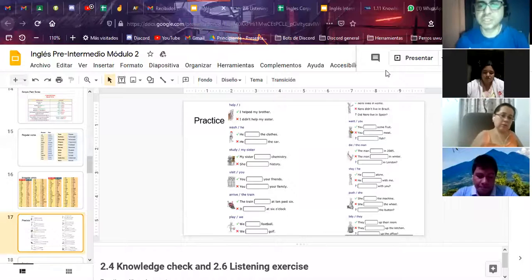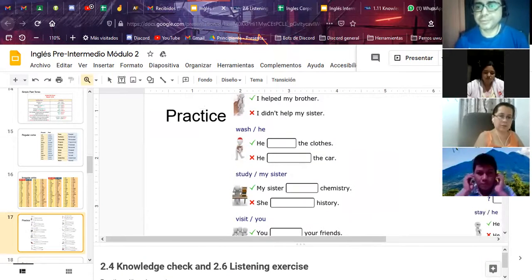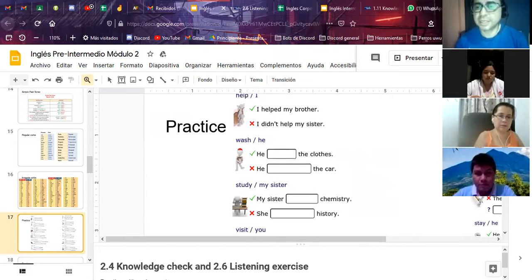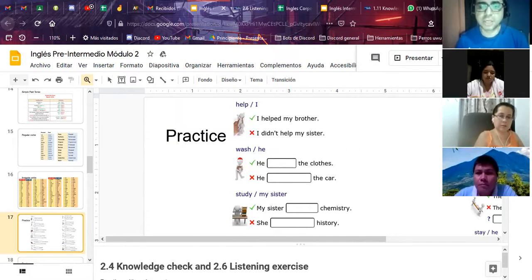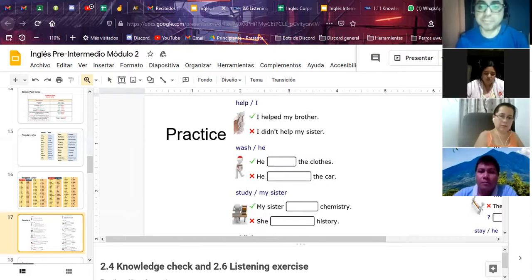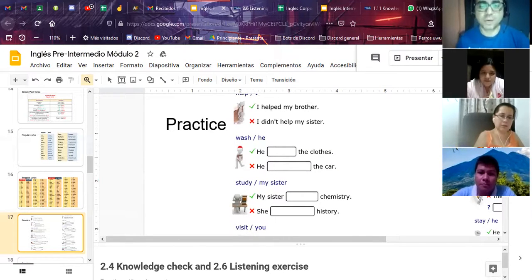Okay, so since we just finished the simple past, we're going to check an exercise to remember what we have learned. Together we're going to finish this one. We haven't finished this before, I guess, right? So this is an example. For example, in the first one it says help and I. With the check is affirmative and with the X is negative, okay? So in the first one it says I helped my mother. I didn't help my sister. Then the second one says wash and he. How is it going to be? The affirmative.